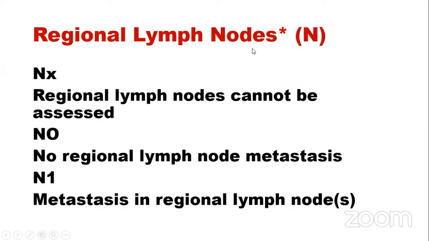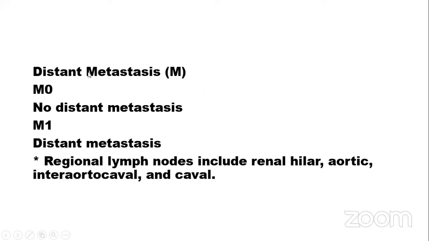Regional lymph nodes, it is NX, regional lymph nodes cannot be assessed. N0, no regional lymph node metastasis. N1, that's the metastasis to the regional lymph nodes. The distant metastasis is M, M0, no distant metastasis. M1, distant metastasis is present. MX is that the distant metastasis cannot be assessed.